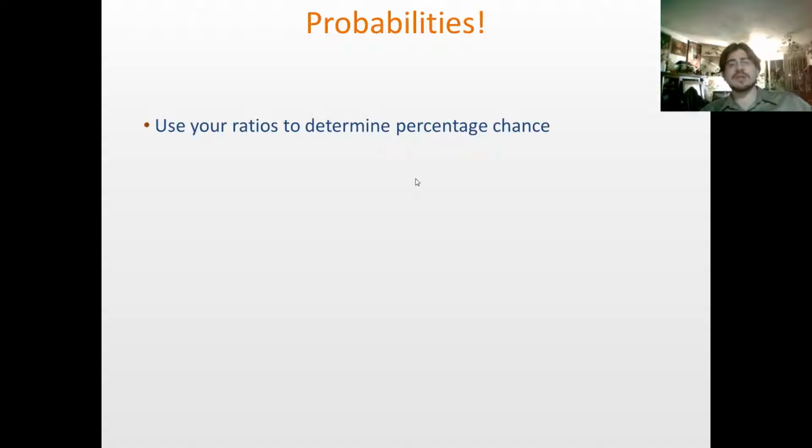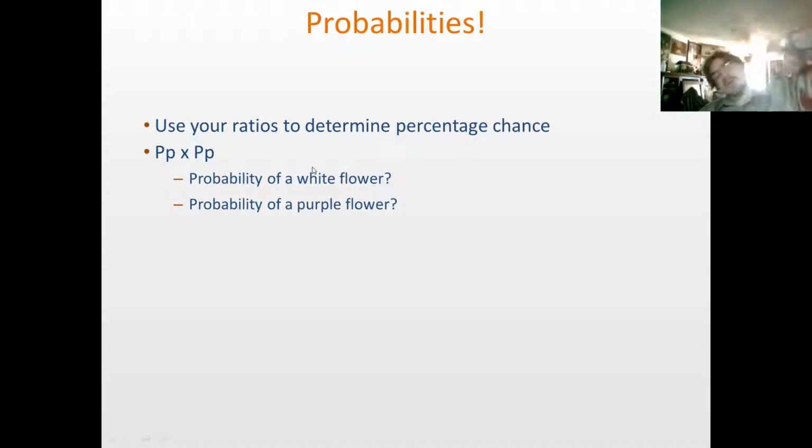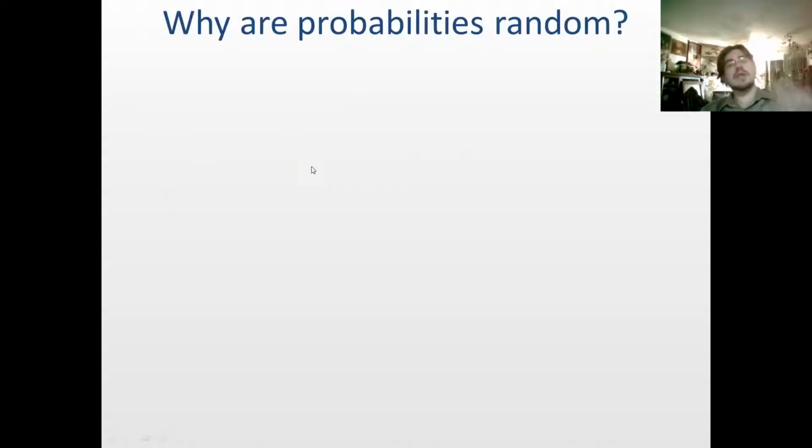So use your ratios to determine the percentage chances of genotypes or flower color. So the probability of a white flower is 25%, because this is a heterozygous cross. So it's always 3 to 1, 75% to 25%, since the white flower is recessive. Probability of a purple flower, just said that, 75%.